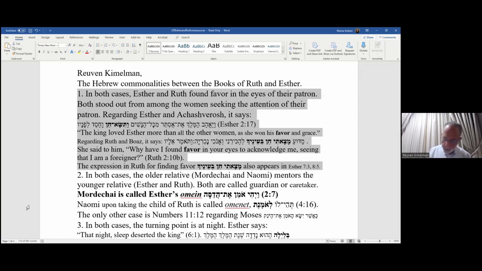Regarding Ruth and Boaz, it says, "Vatomer elav madua matzati chen beinecha lakireni vanochni nochriya." That is, Ruth said to Boaz, "Why have I found favor, chen, in your eyes to acknowledge me, seeing that I'm a foreigner?" In fact, the expression used for Ruth for finding favor, matzati chen beinecha, appears twice in Esther, 7:3 and 8:5.